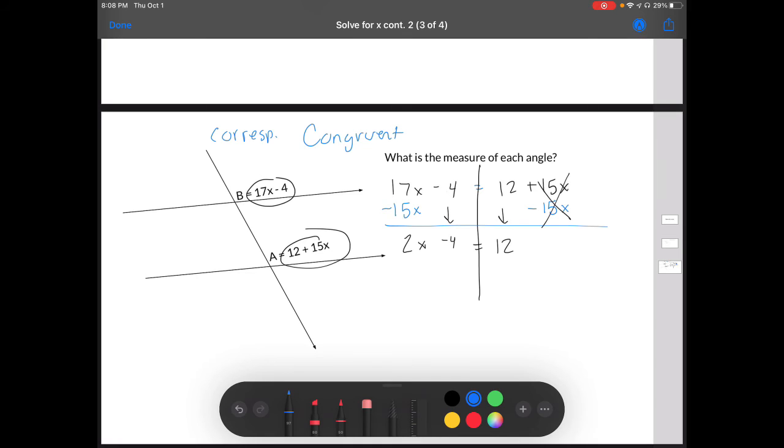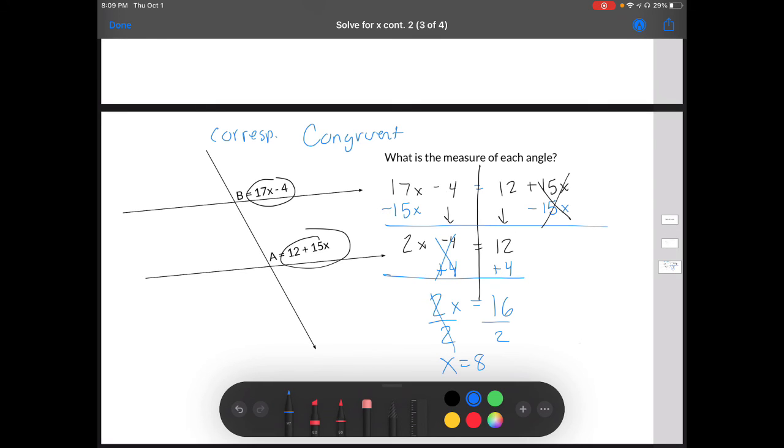Now we decide if we're going to add or subtract the numbers. This time it's minus 4. The opposite of minus is plus. We're going to add 4 to both sides. 2x equals 16. And then the last step is to either multiply or divide. Since it's 2 times x, I'm going to do the opposite and divide by 2. That leaves me with x equals 8. Okay, so we know what x equals.